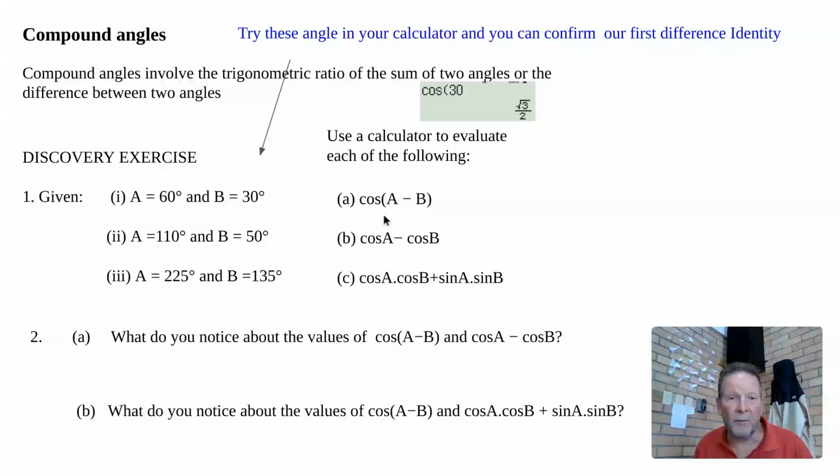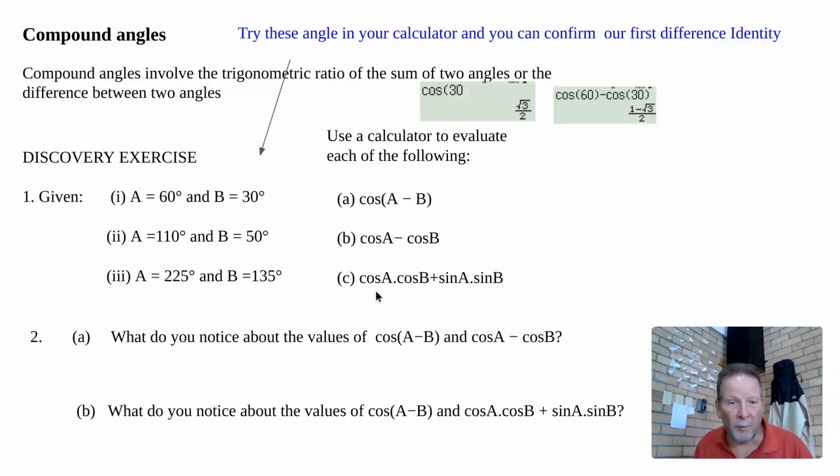Well, if you put in 60 minus 30 is 30, the cosine of 30, your calculator says root 3 over 2. Now see what happens if you go the cos of 60 minus the cos of 30. Maybe that should give you the same thing. I don't know. You've got to try it. So you go the cos of 60 minus the cos of 30, and you get 1 minus root 3 over 2. Well, that's not the same as that. So this formula doesn't equal this one up here. It just doesn't work.